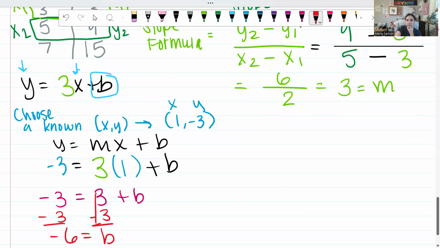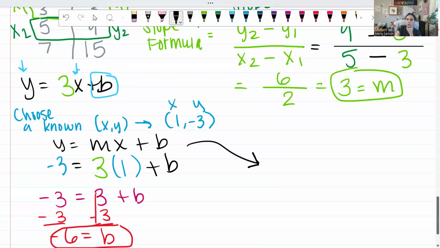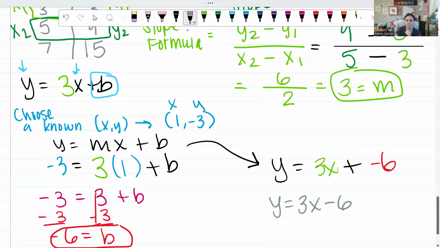So putting it all together, we have our slope of 3, our b value of -6. So our slope-intercept form, our y = mx + b, is y = 3x + -6. And all together, that is really just the same thing as y = 3x - 6.